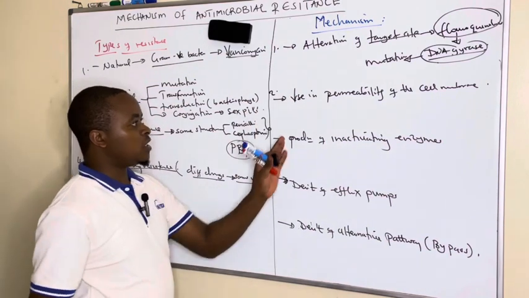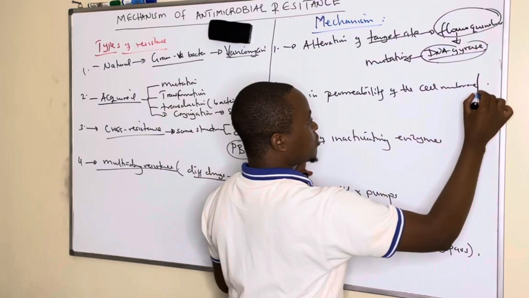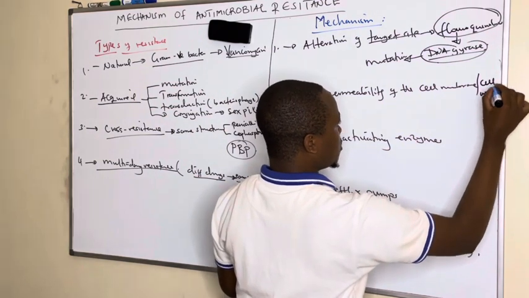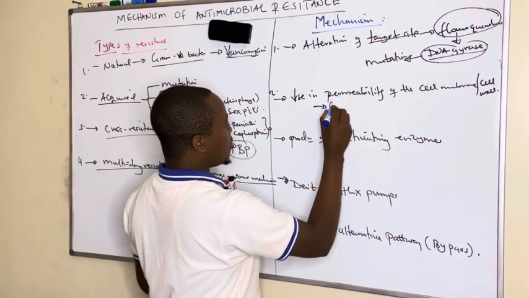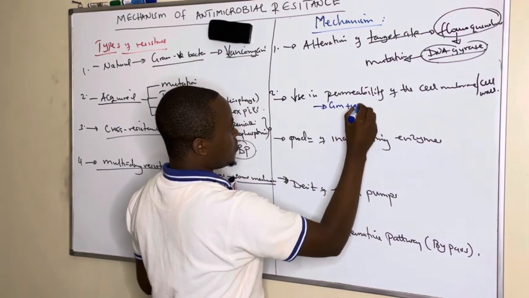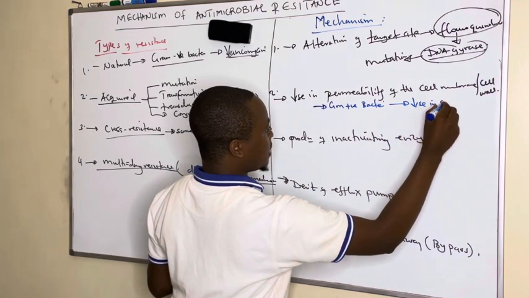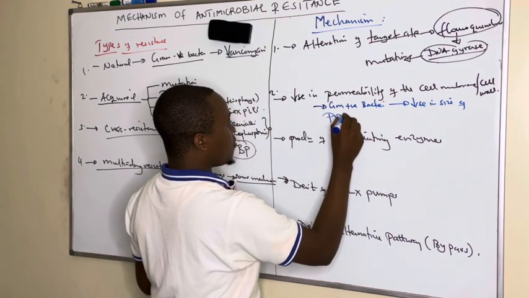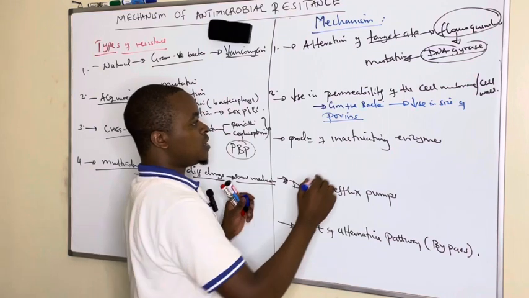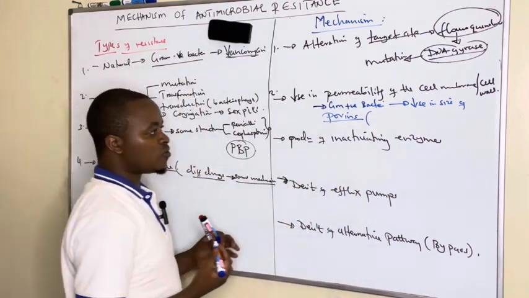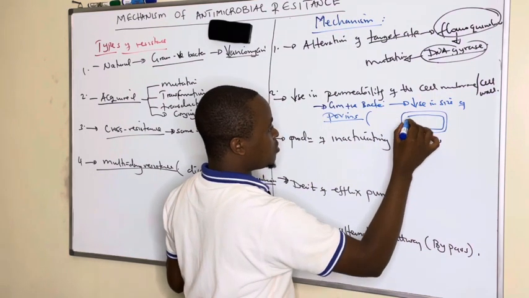Then number 2 is what we are calling decrease in the permeability of the cell membrane or the cell wall, whereby in decrease in permeability, especially the gram-positive bacteria, they decrease the size of porins or pores in the cell wall. And when they decrease the size of the pores in the cell wall, drugs which would enter via the cell wall cannot enter.